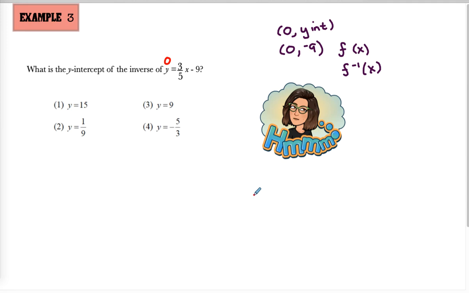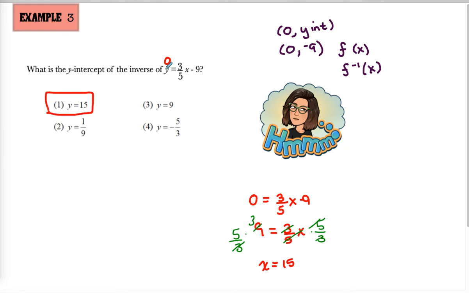All right, so I can just say 0 equals 3/5 x minus 9, add 9 to both sides, multiply by the reciprocal to cancel out that. And once again, hopefully you cancel and you see that your x is 15. So that would be your inverse's y-intercept.